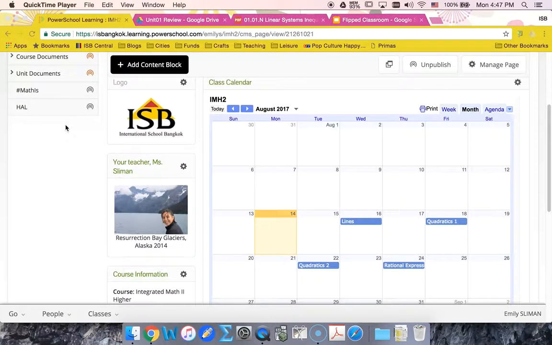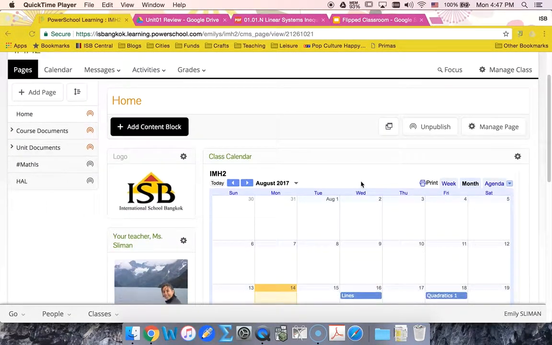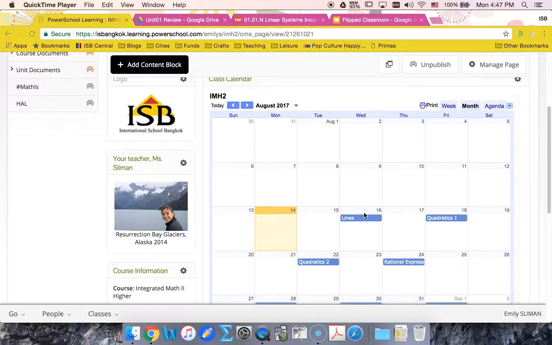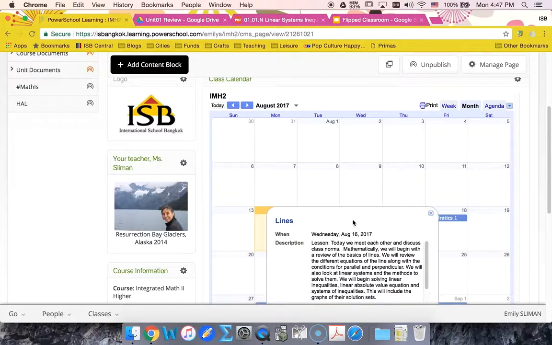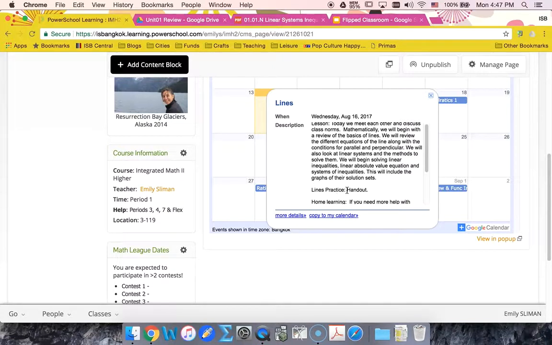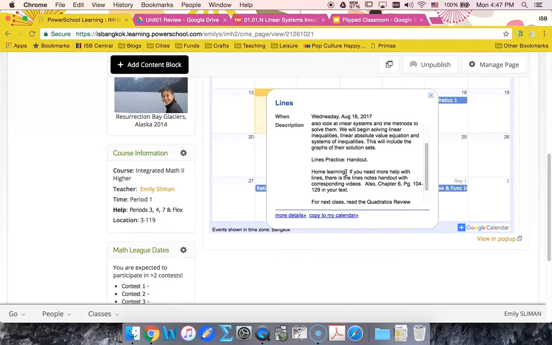So when you first come into Haiku, on the home screen you're going to see our class calendar. In this class calendar you're going to have a description of what we're doing in class today, and then you're going to have some practice suggestions. So this day's suggestion would be that we're practicing with a handout. And then you're going to be told about your home learning.